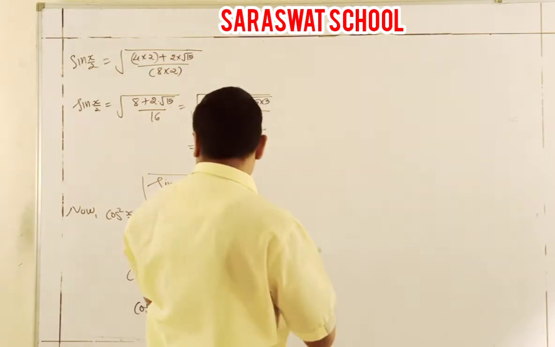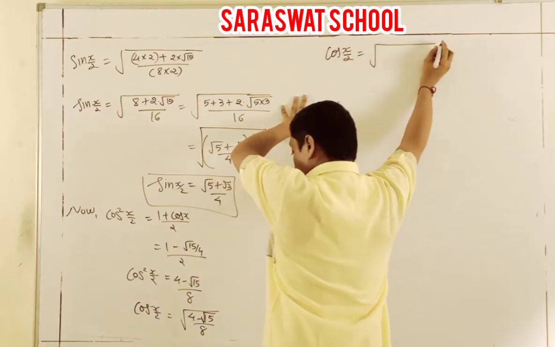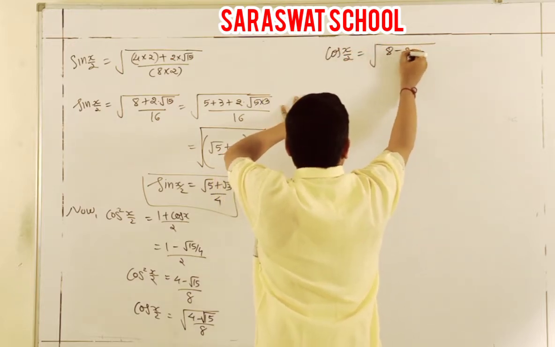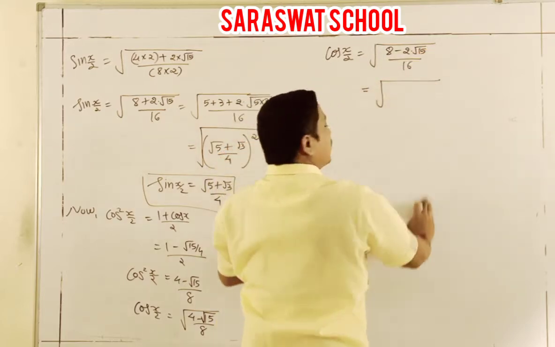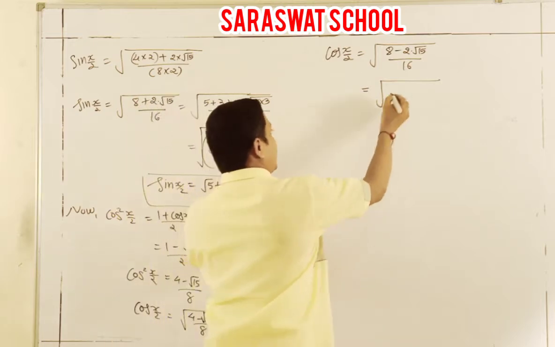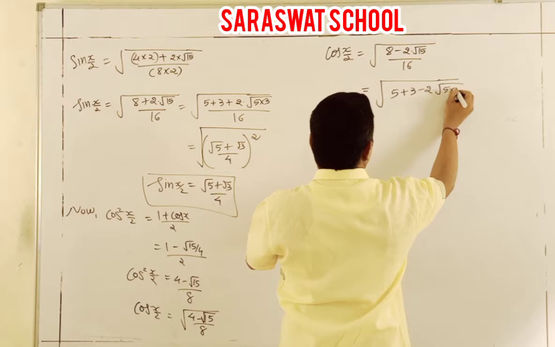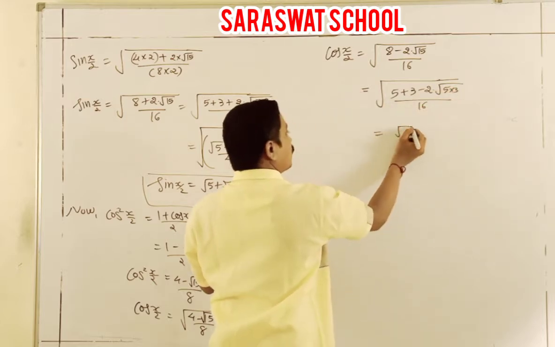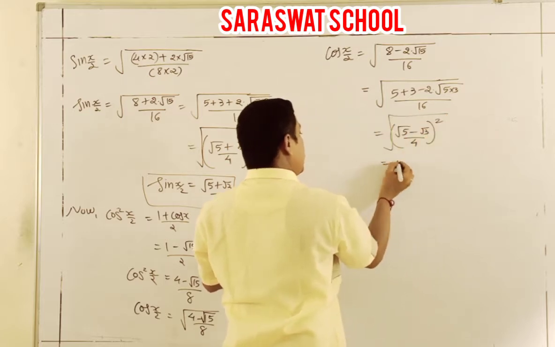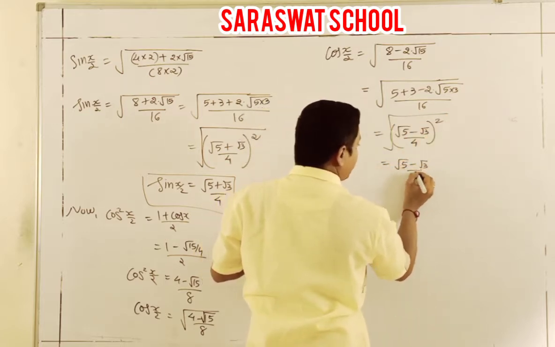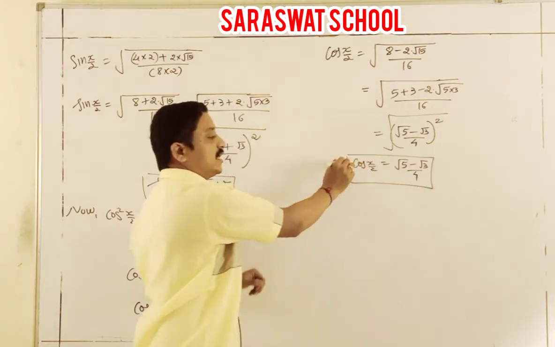So your value of cos x by 2: here also 2 multiplied, then 8 minus 2 root 15 over 16. 15 splitting, but I want the 8: 5 plus 3. Here also 5 into 3. So it is a perfect square. Root 5 minus root 3 by 4, root same. So (root 5 minus root 3) by 4. That's my answer, cos x by 2. Students, here your second answer is done.